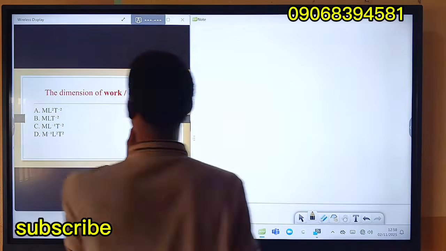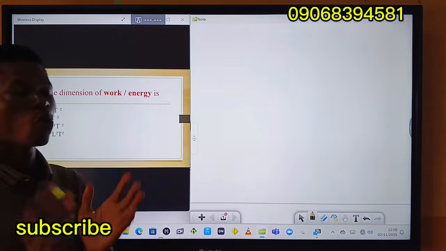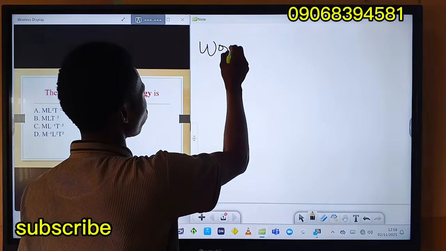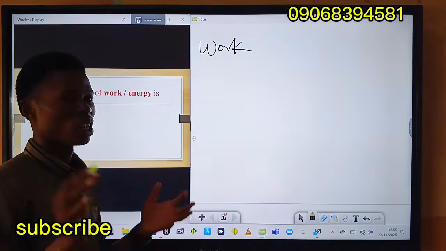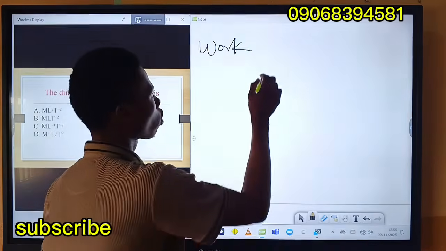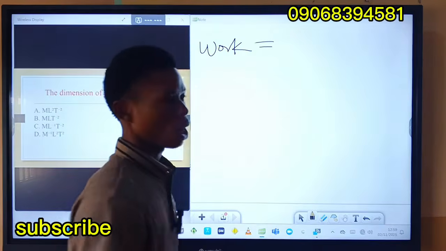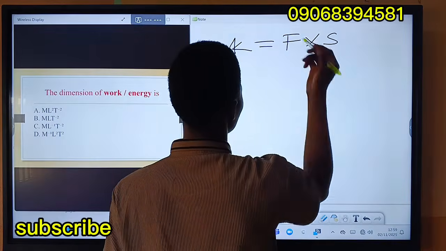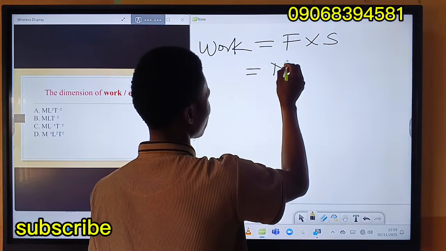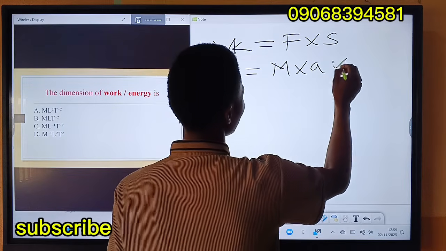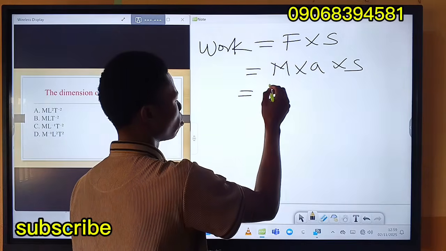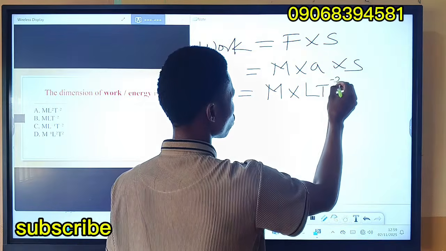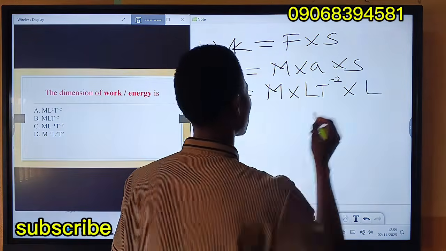The next one, the dimension of work or energy is dash. Now, work and energy have the same dimension. And from what I've taught you so far, the first thing you have to do is to write the formula. Work is the same thing as force times what? Distance, right? Force times distance. And force is mass times acceleration, then times our distance. The mass is fundamental, so I write it out, times acceleration, which we've seen as LT raised to the power minus 2, and times distance, which is length.